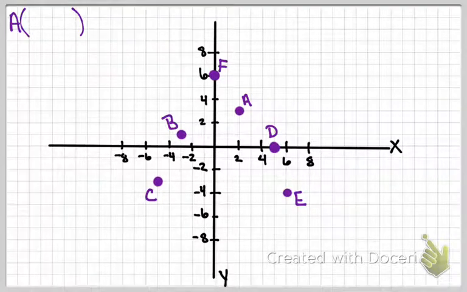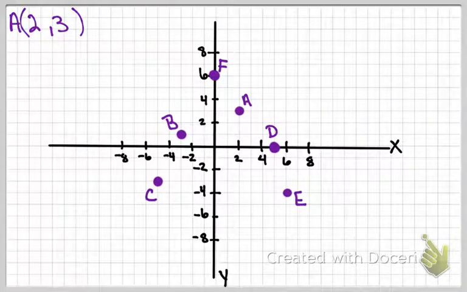So for point A, how many units over did I go on my X? Not 1, 2. I went over 2 and up how many? 3. Okay, so they're both positive because I went to the right and up.